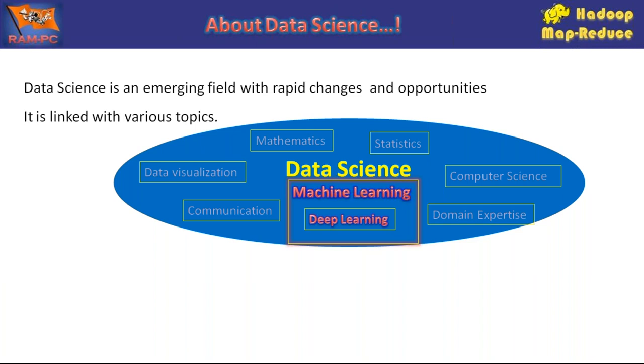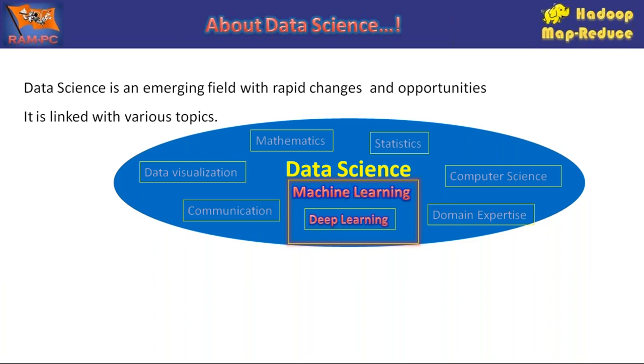And now machine learning is playing an important role in data science. Inside machine learning, there is the deep learning concept. So these are the components which are required for data science. Now, the importance of other topics we will learn slowly.